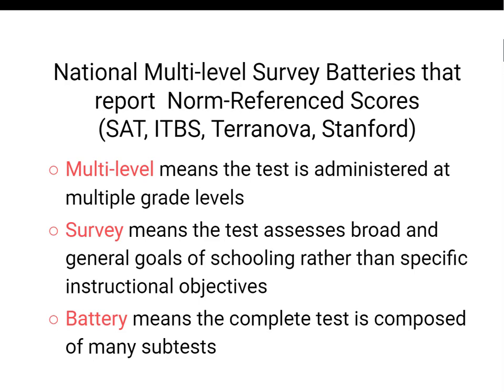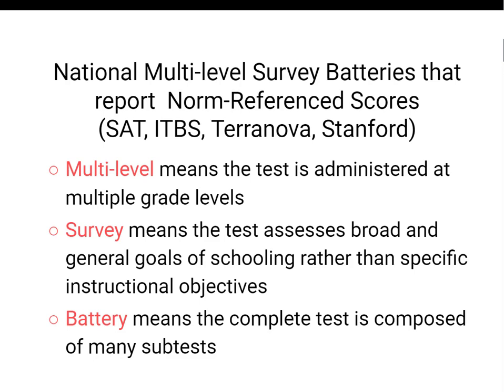They could be a survey type of test, which means that the test is just very, very broad and general schooling rather than a specific instructional objective. Or it could be a battery of tests, meaning that the complete test is composed of many subtests. And we're going to see some examples of a battery of tests in a minute.